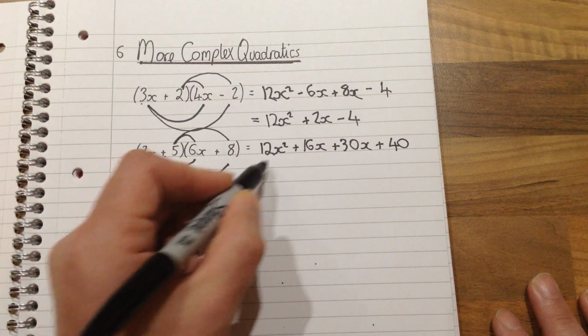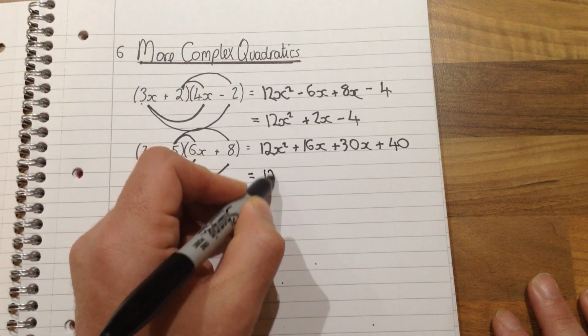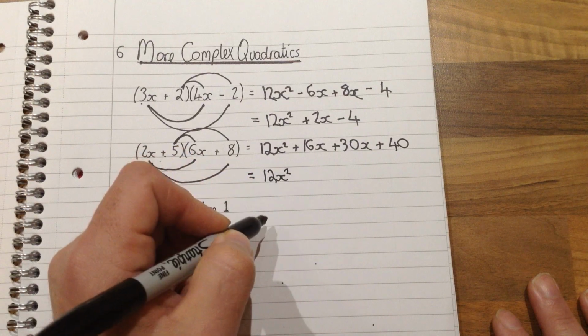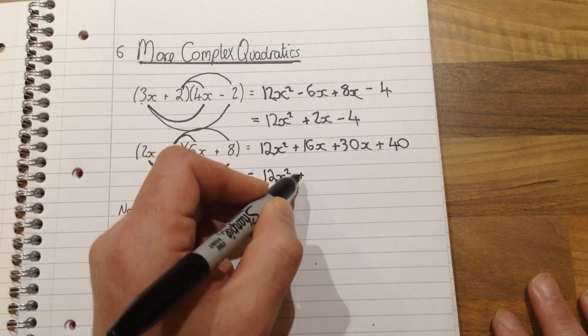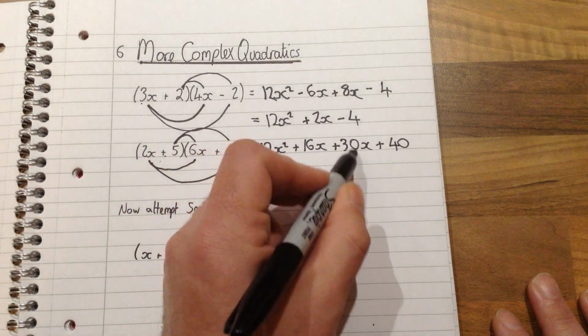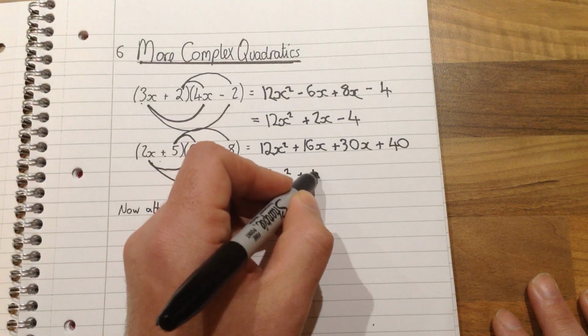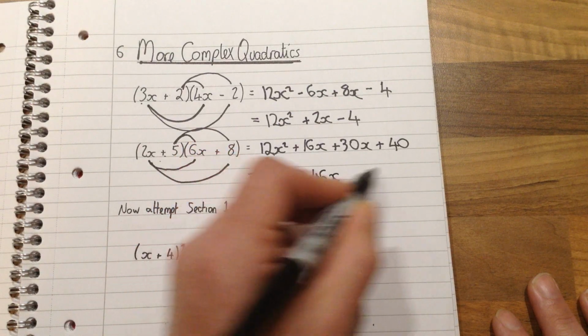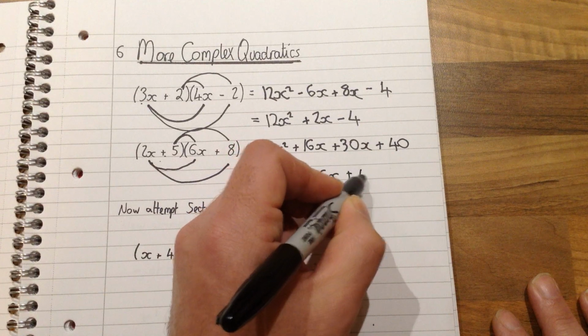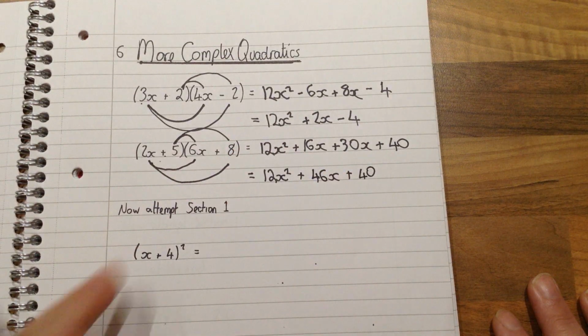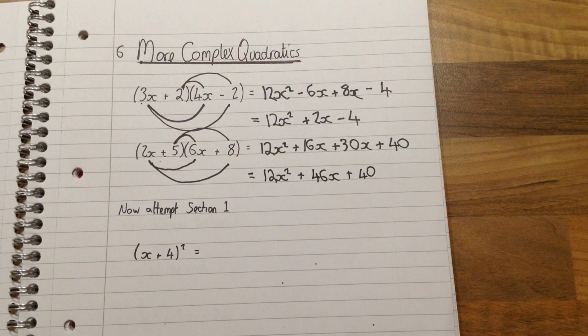Collecting these together, this is the only x squared term, so we get 12x squared, plus, and we've got 16 plus 30, so plus 46x, and then the number on the end, plus 40. That should give you enough to be able to do section 1 of the worksheet.